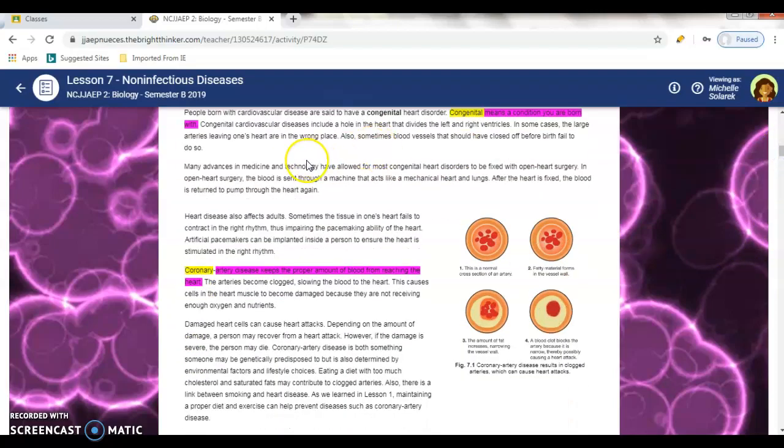With many advances in medicine and technology, most congenital heart disorders can be fixed with open heart surgery. And in open heart surgery, the blood is sent through a machine that acts like a mechanical heart and lungs. After the heart is fixed, the blood is returned to pump through the heart again.